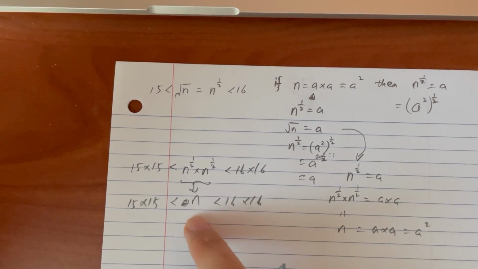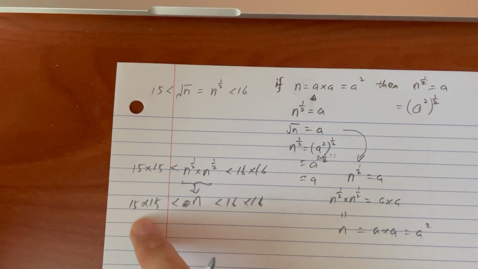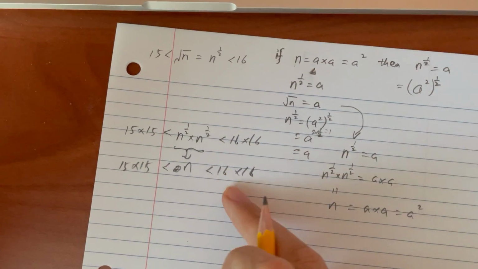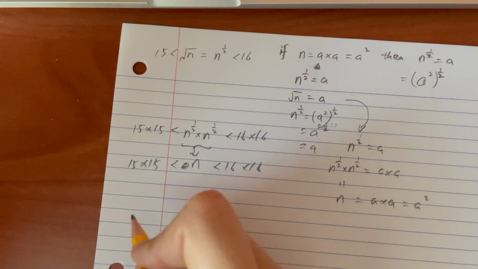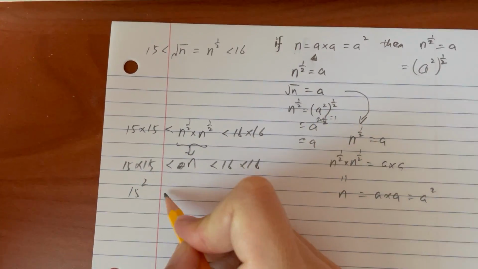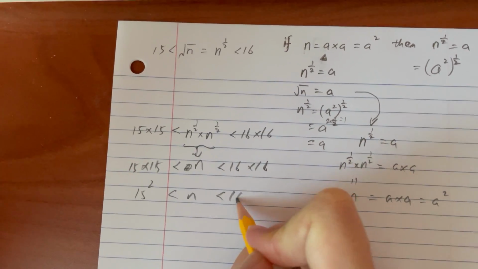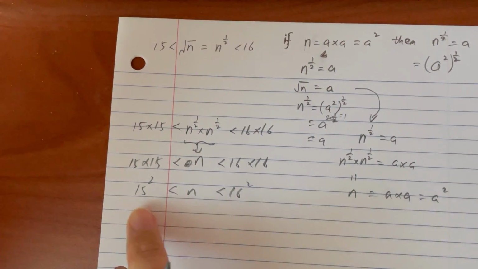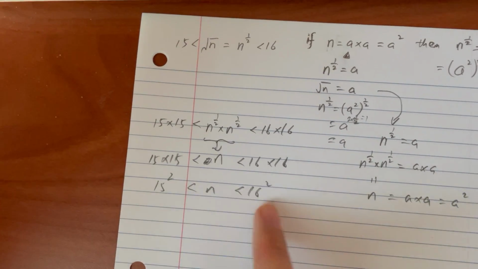And that integer n must be greater than 15 times 15 and less than 16 times 16, which is 15 to the power 2 and 16 to the power 2. And you just need to find how many numbers are between these two.